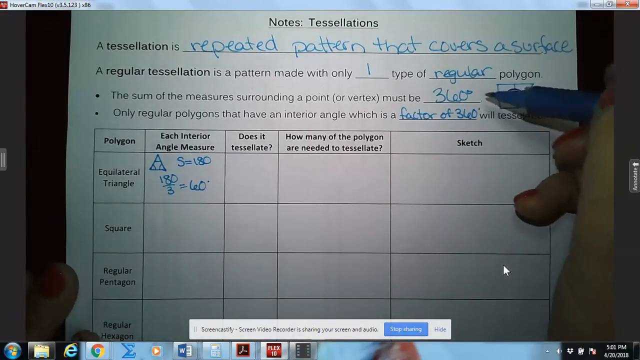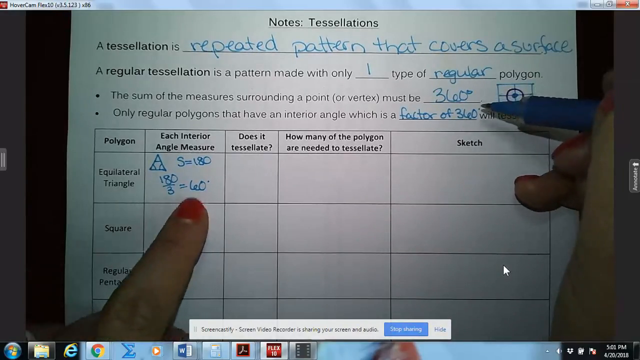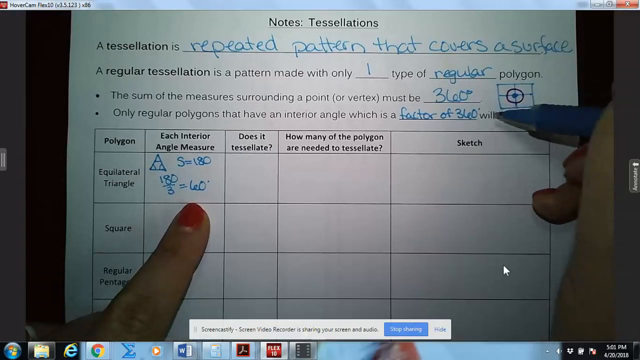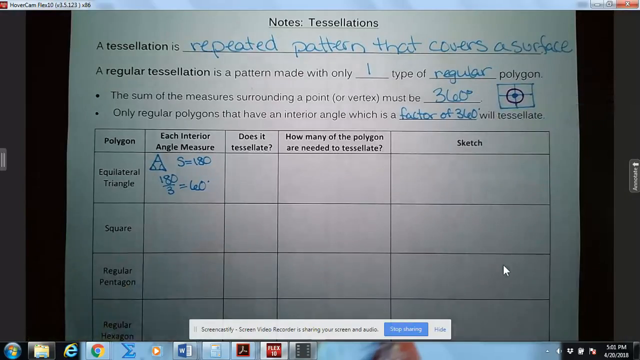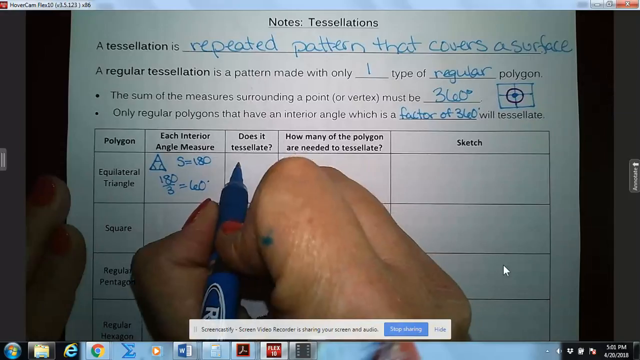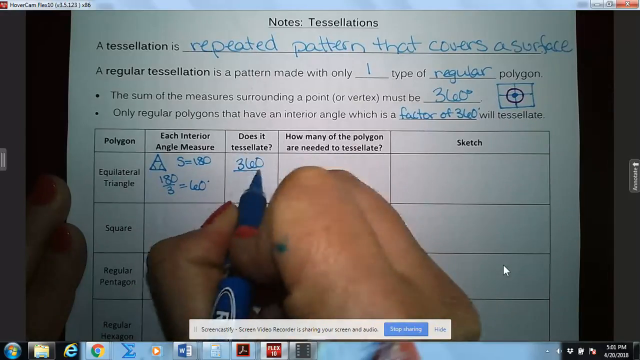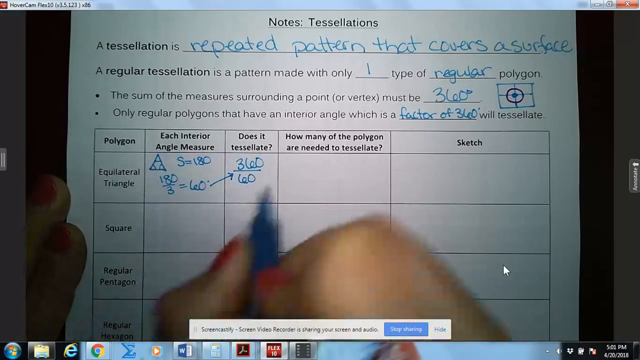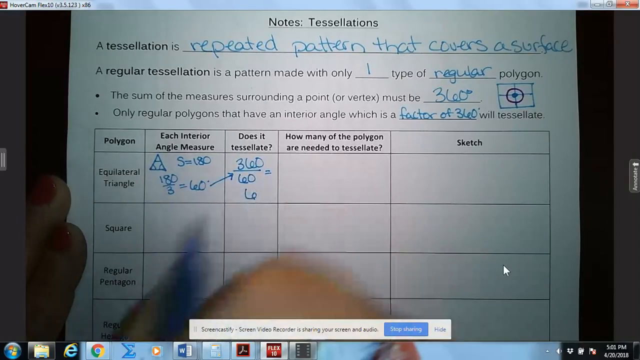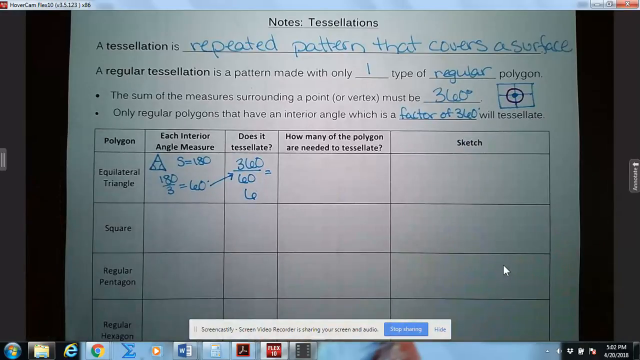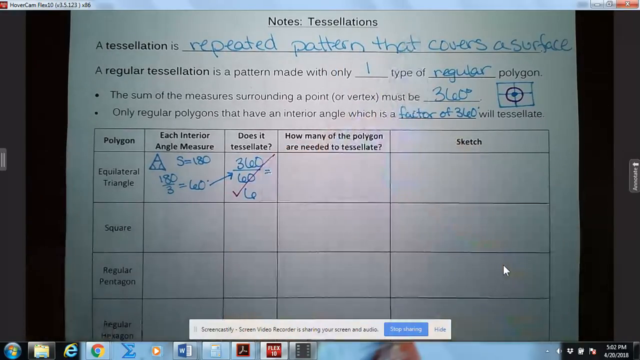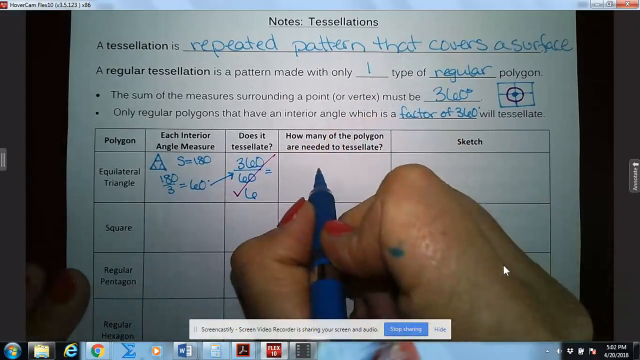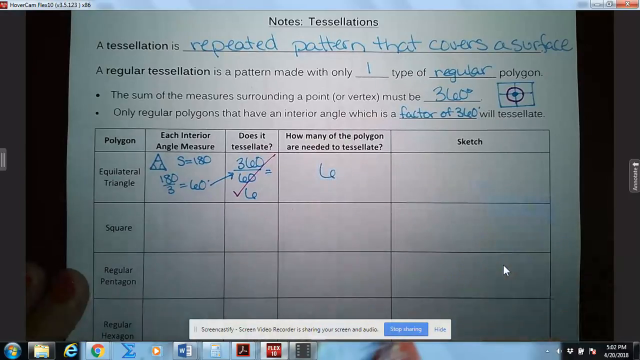Well, if our interior angle must be a factor of 360 degrees, then all we need to do is take 360 degrees and divide it by the interior angle. Here I get 6. So this is a big yes. It will tessellate, and it's going to take 6 triangles to do that.